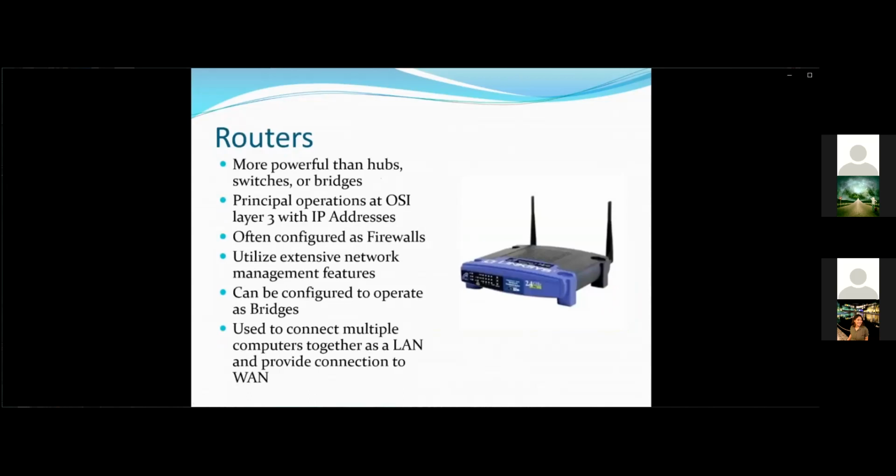And we have the routers, more powerful than hub switches or bridges. Ito na yung pinakabago natin. Bakit? It can also act as a hub for connecting switch hubs and can also be used as a gateway and pwede rin siya mag-connect as for the wireless. Okay. Principal operations is OSI layer 3 with IP address, often configured as firewalls, utilize extensive network management features, kasi may program at mga routers.